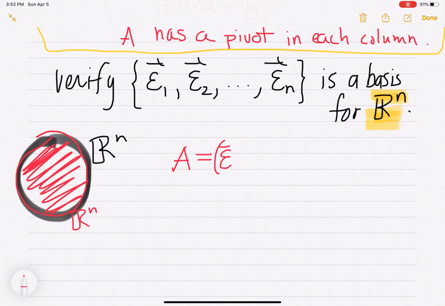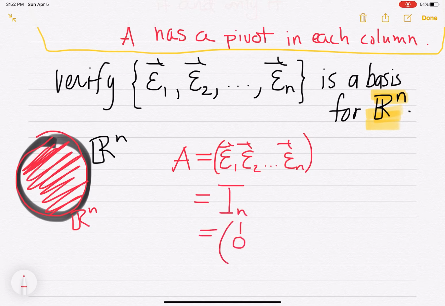Consisting of columns epsilon 1, epsilon 2, through epsilon n, and what is that? Well, we know that's actually the n by n identity matrix, right? Which is 1, 0, and a bunch of zeros. No, that didn't turn out so well. 0, 1, a bunch of zeros, dot, dot, dot, zeros, and then finally a 1.